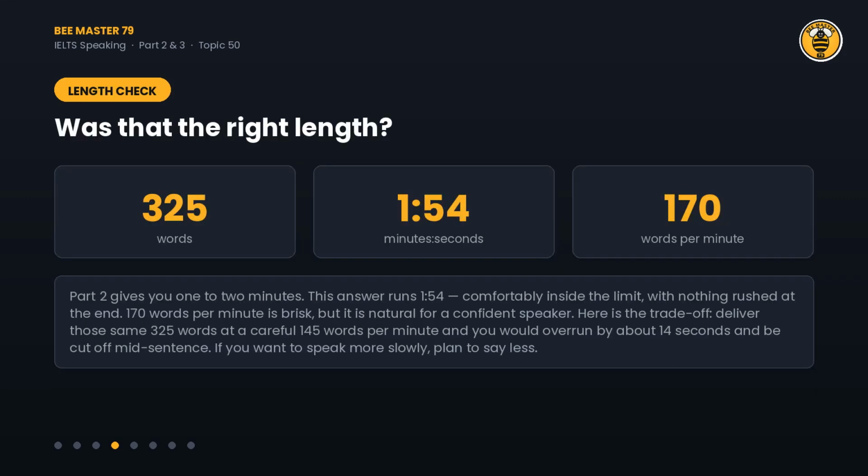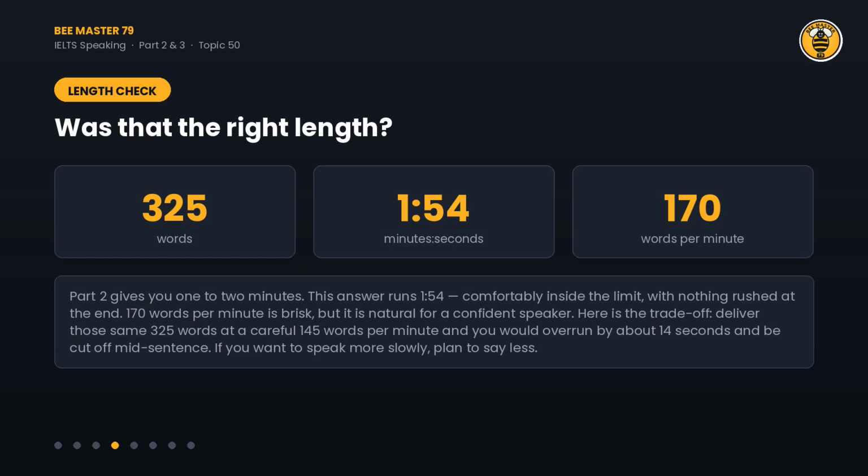That's the complete answer. Notice what it did. It opened with a one-line summary. It hit every bullet in order. It used numbers instead of adjectives. And it finished on an idea rather than trailing off.